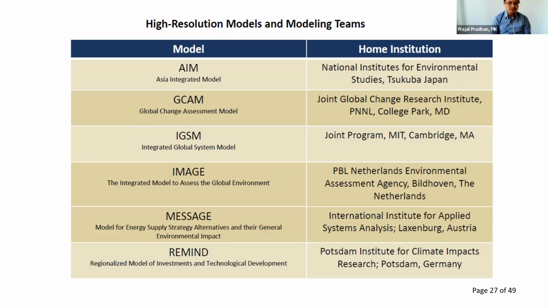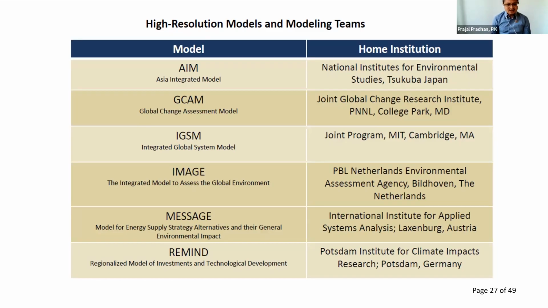There is the IMAGE model, which is also an integrated model to assess the global environment, based at the Netherlands Environmental Agency, which is one of the powerful tools. There is the MESSAGE model, a model for energy supply strategy alternatives and their general environmental impact, which is mainly based at the International Institute for Applied Systems Analysis in Austria. At Potsdam Institute, in my institute, we have a REMIND model, which is about energy, but we also have another model called MAGPIE, which is more about agriculture. And there is also this REMIND-MAGPIE combination.